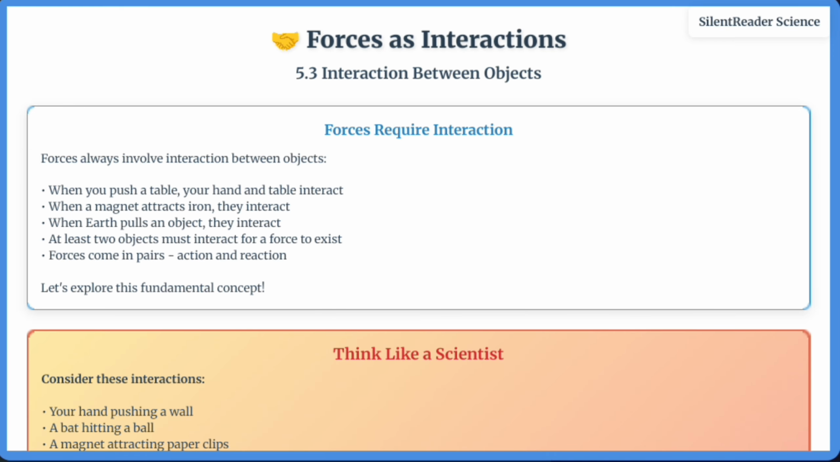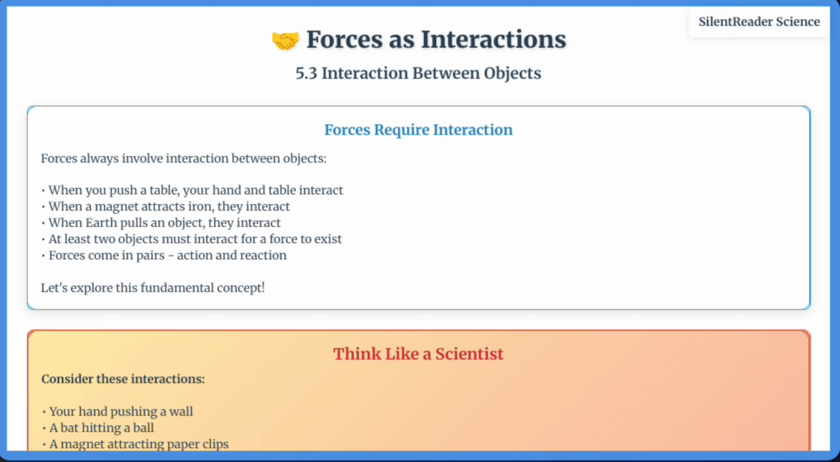An important concept to understand is that forces always involve interaction between objects. There's no such thing as a force acting in isolation. It always requires at least two objects interacting with each other. When you push a table, your hand and the table interact. When a magnet attracts iron, they interact. When Earth pulls an object downward, they interact.